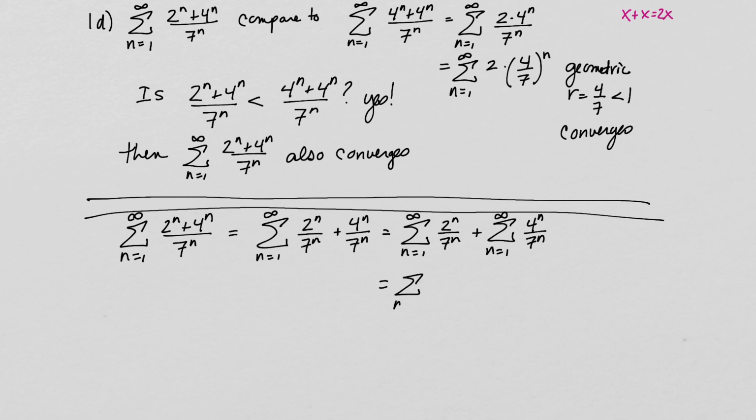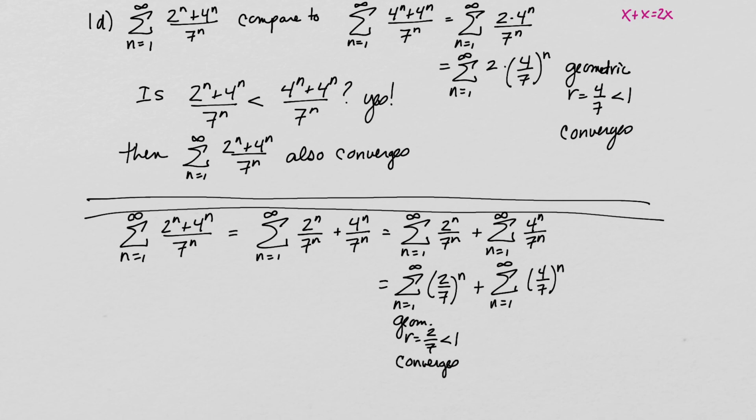Or the summation n equals 1 to infinity of (2/7) to the n, plus the summation n equals 1 to infinity of (4/7) to the n. So I'm allowed to break this up into these 2 series. Both of these series are geometric. This first one is geometric, r equals 2/7, that's less than 1, so this one converges. This one is also geometric, r equals 4/7, which is less than 1, so it also converges.